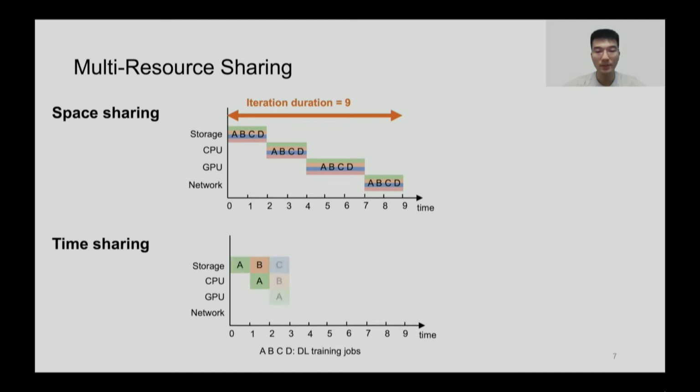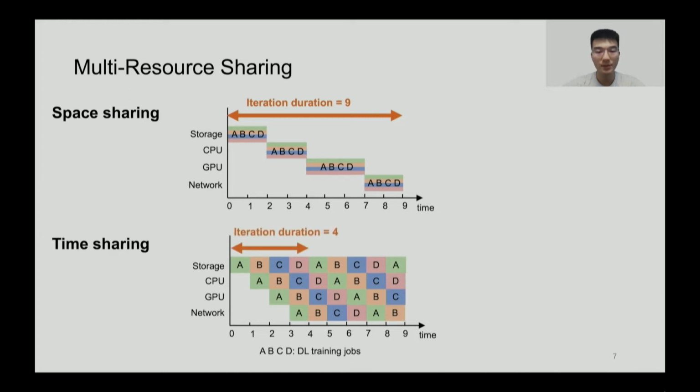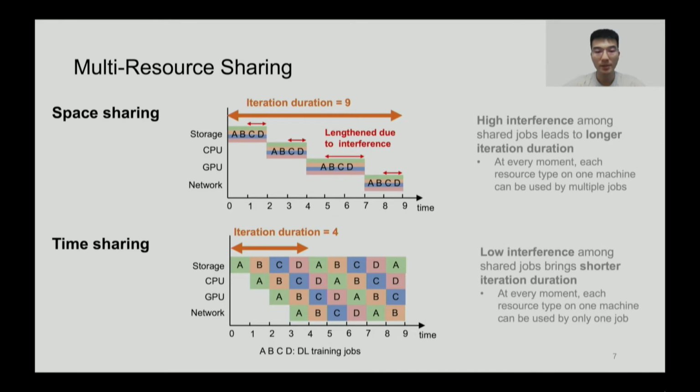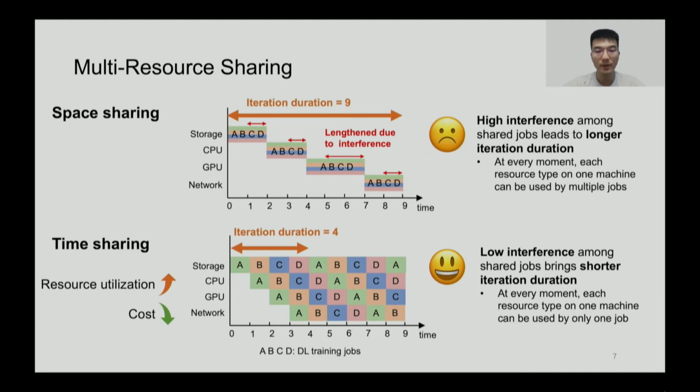As for time sharing, we can shift the stages of different jobs and share the resources among the jobs. At every moment, each resource type on one machine is used by only one job. In space sharing, due to the interference among shared jobs, each stage is lengthened. The iteration duration of space sharing, 9, is much longer than the iteration duration of time sharing, 4. Apparently, time sharing is the one that can solve the challenge of interference.